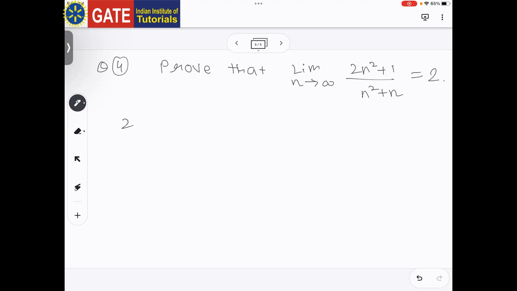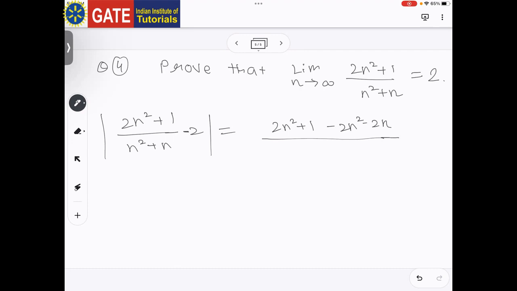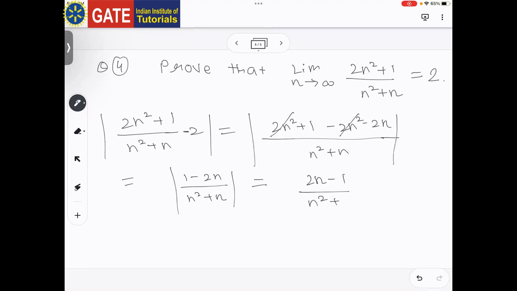So |(2n² + 1)/(n² + n) − 2|. Then this is |(2n² + 1 − 2n² − 2n)/(n² + n)|. And the 2n² cancels. We get |(1 − 2n)/(n² + n)|. Write this as (2n − 1)/(n² + n). This will be positive because n is greater than 1. So this is lesser than epsilon.